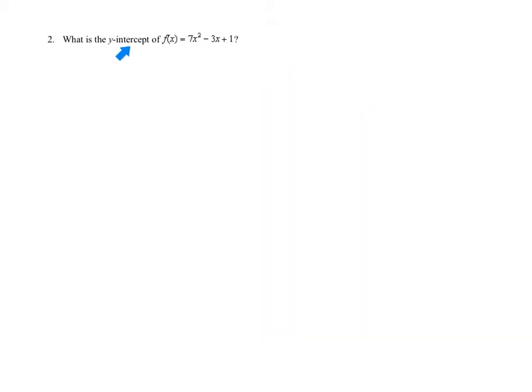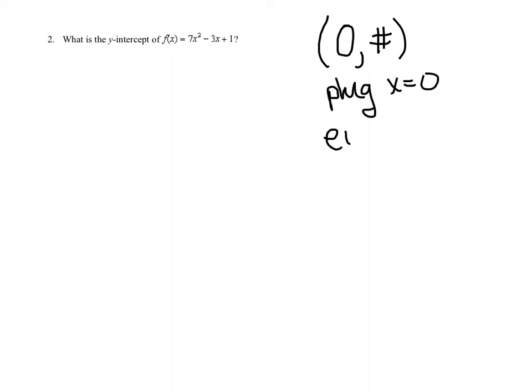What is the y-intercept of the function f of x equals 7x squared minus 3x plus 1? Okay, so y-intercept. We know a y-intercept is going to be of the form 0, number, because that's what it means to be a y-intercept. You can plug x equals 0 in everywhere that you see an x, and then whatever's left over is your y-intercept.